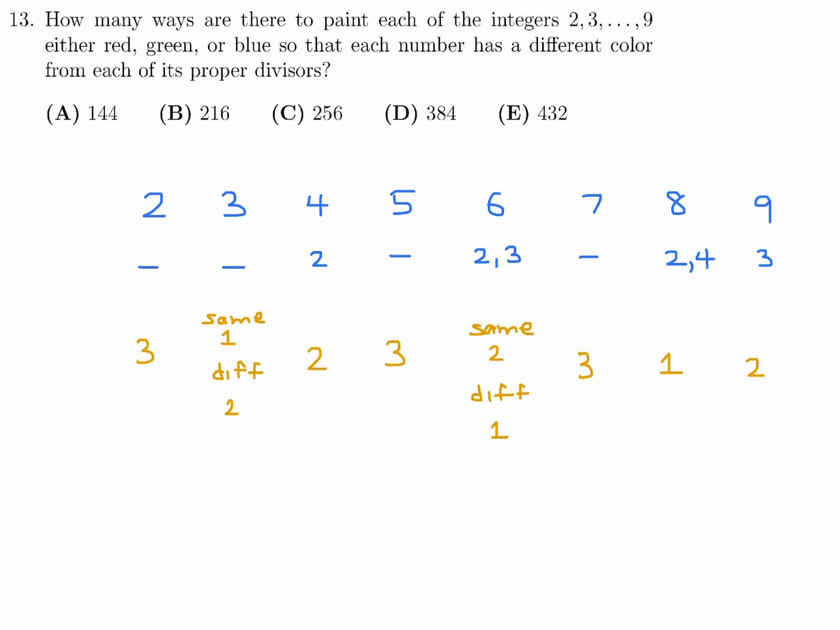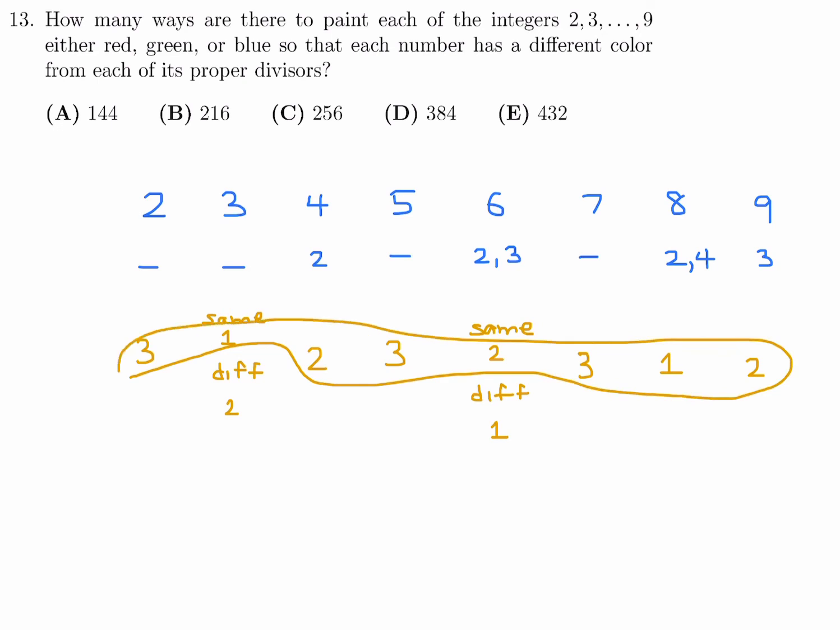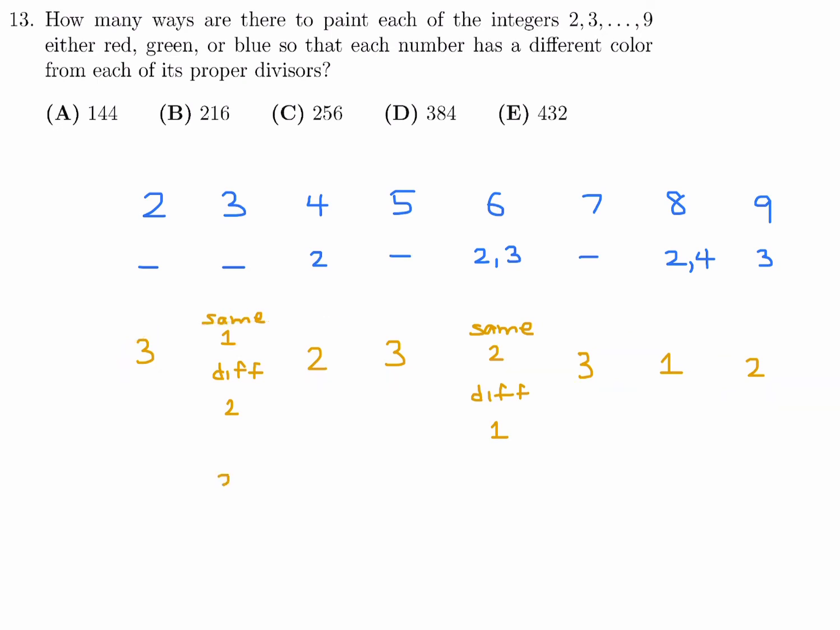Okay, so now let's combine these. The first is if the color was the same for 2 and 3. So it's these guys right here. All those. So that gives me 3 times 1 times 2 times 3 times 2 times 3 times 1 times 2. And that looks like 6, 6, and 6, so 216.